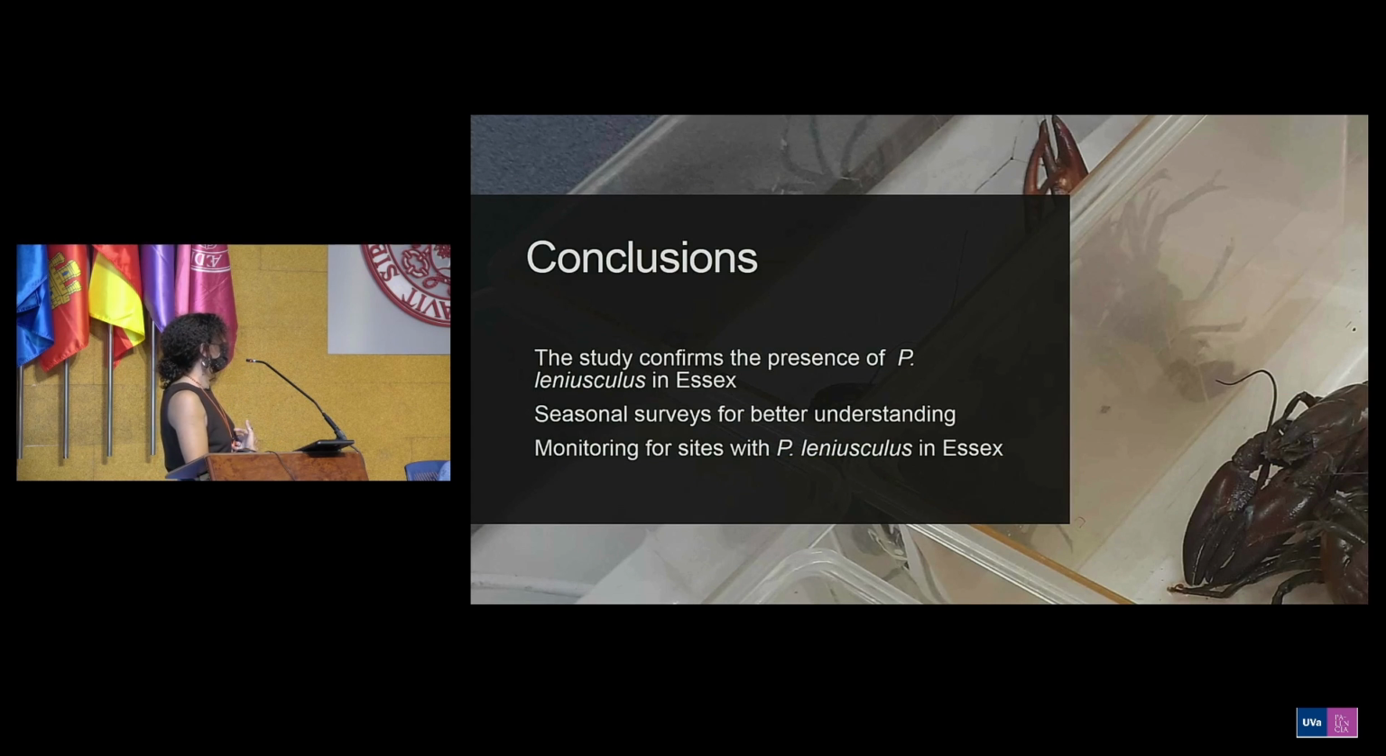The study confirmed the presence of the species in Essex. As I mentioned before, seasonal surveys need to happen for a better understanding of both the macroinvertebrate and the signal crayfish dynamics, and it provides sites that need monitoring for the species in the county of Essex, which are not currently monitored for the species.